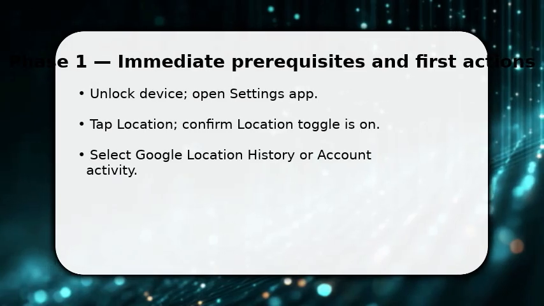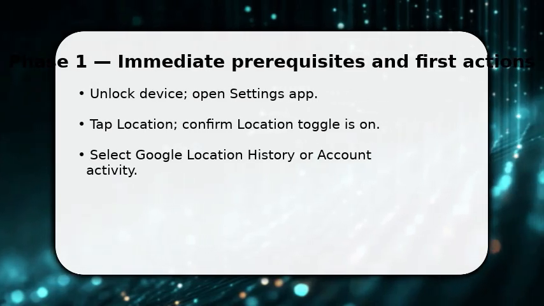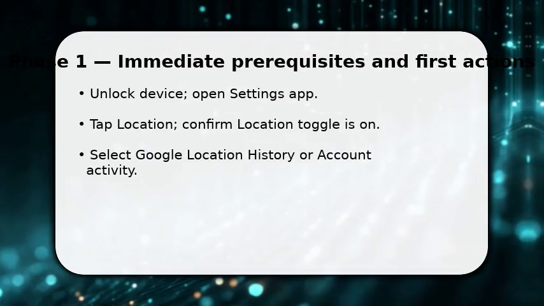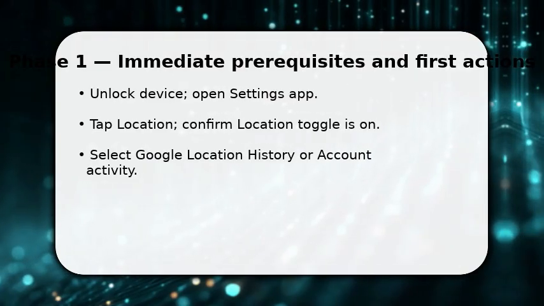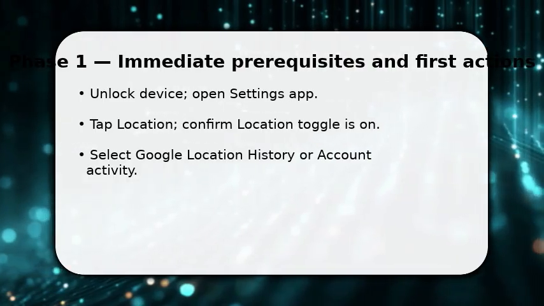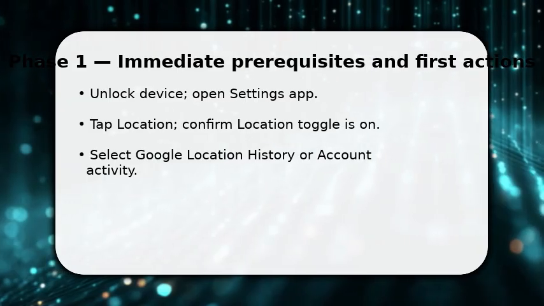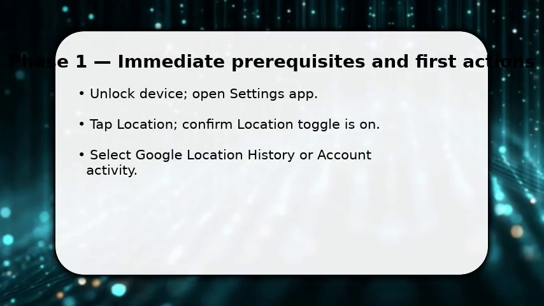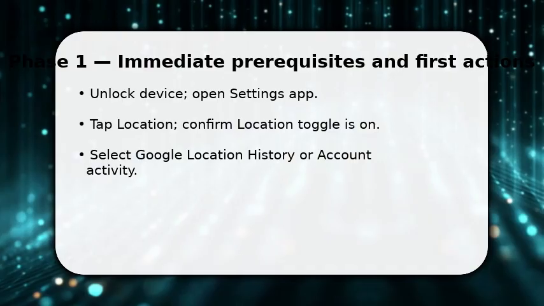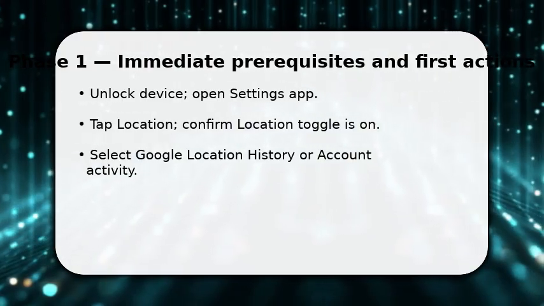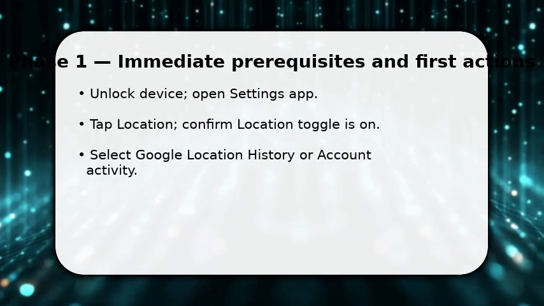You start by opening Settings and going straight to Location. This gives you access to stored data. Tap Location, make sure the toggle is on so options appear, then choose Google Location History or Account Activity to manage records. You do this because Android centralizes history under your Google account, and accessing it now avoids wasted back-and-forth later. Once done, you'll see the timeline or account entry. Make sure you're signed into the correct account before proceeding.